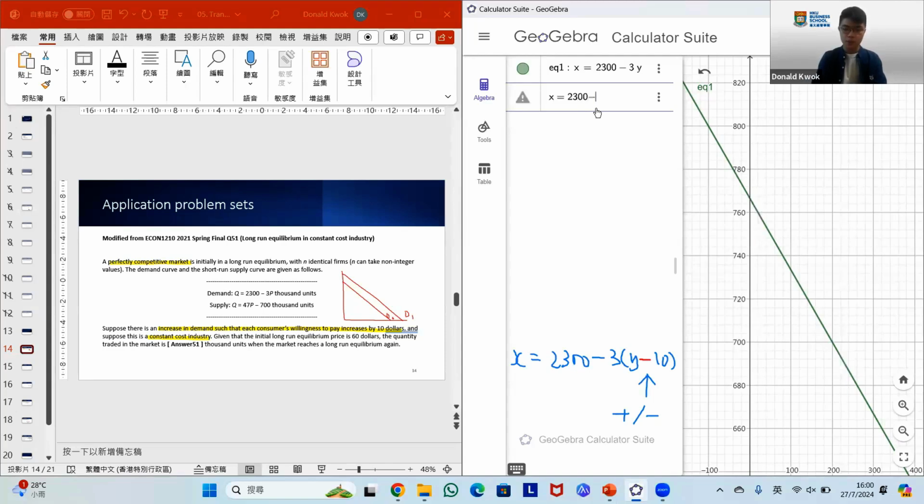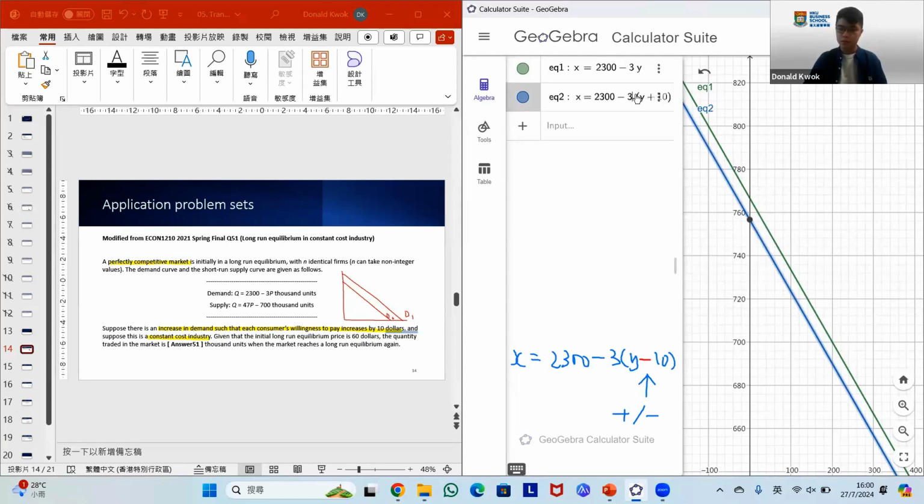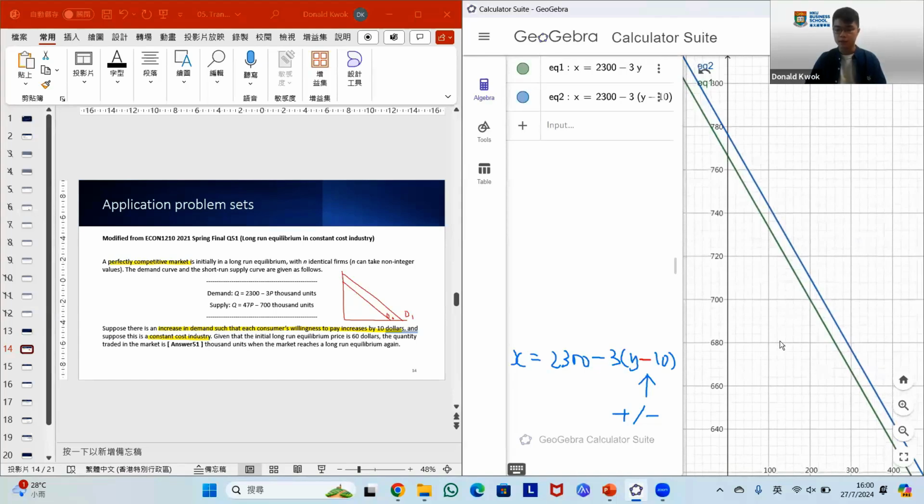Suppose you happen to put Y plus 10 as a bracket here. You will obtain a downward shift in demand, which is not what you expect, right? So this is why we should put Y minus 10 instead to obtain an upward shift in demand for the increase in demand. So we're going to find the market quantity traded in the new long run, right?